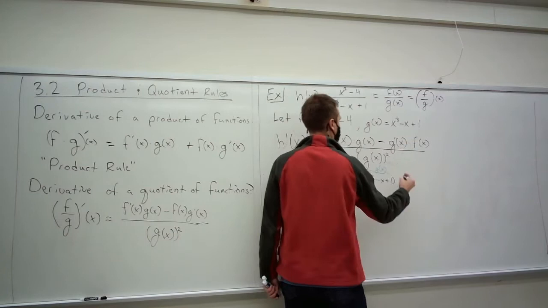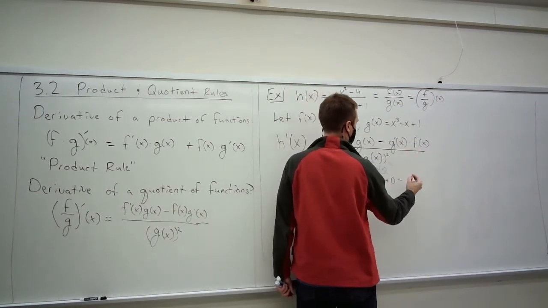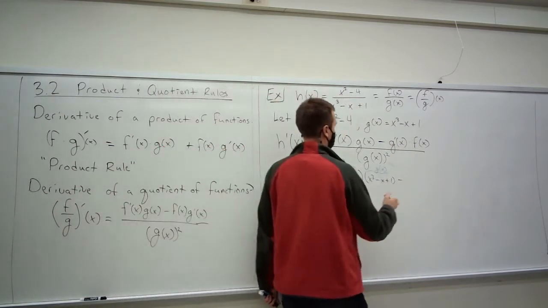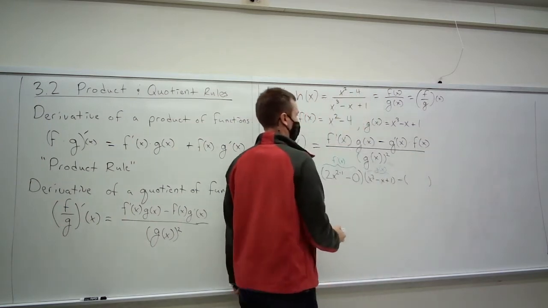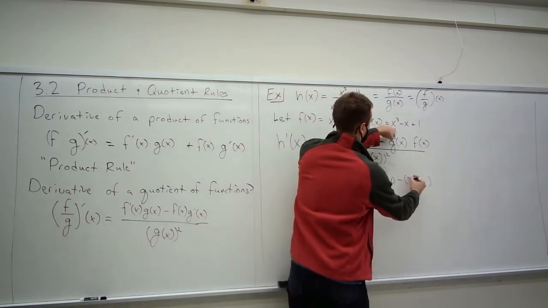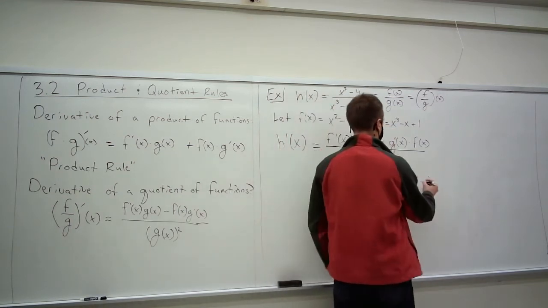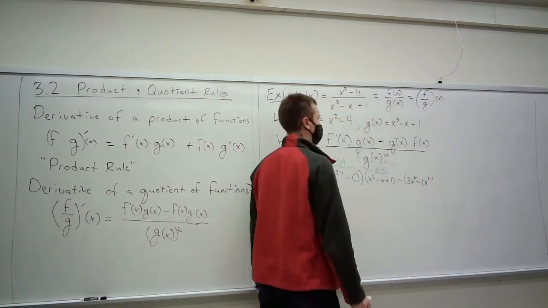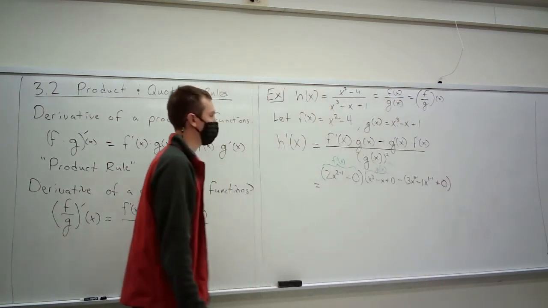Continuing this puzzle, it doesn't matter which order, I put g prime first. You can put f first if you want, like I wrote here. It doesn't really matter because multiplication is commutative, right? So we'll put g prime just because that's what I have here. 3x to the 3 minus 1, minus 1x to the 1 minus 1, plus 0, because that's a constant, the 1 is constant.